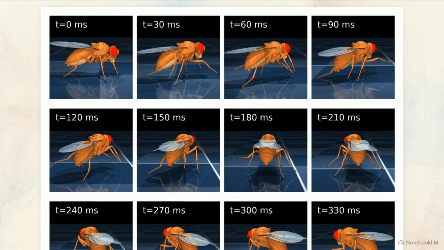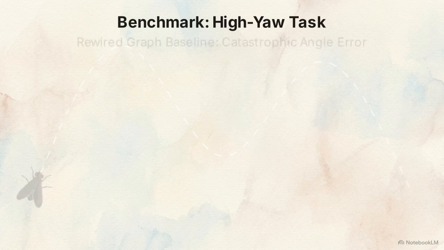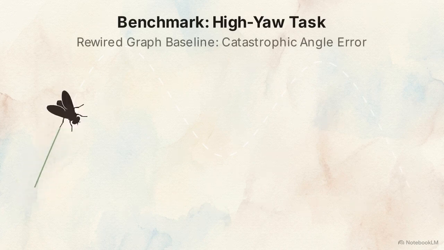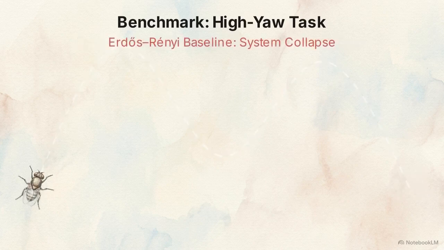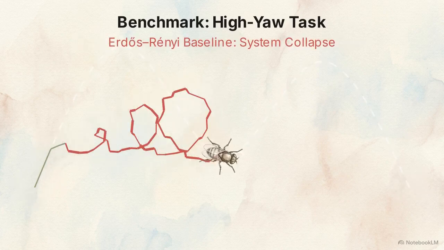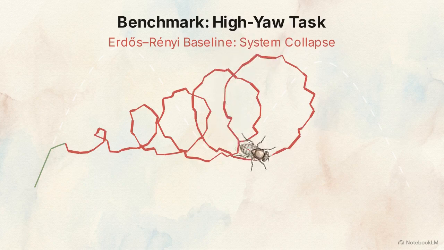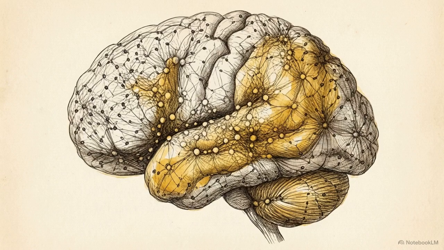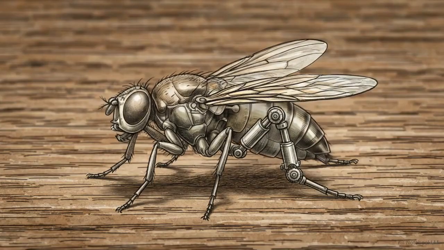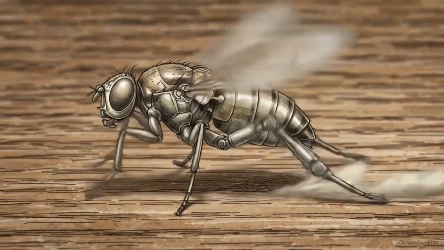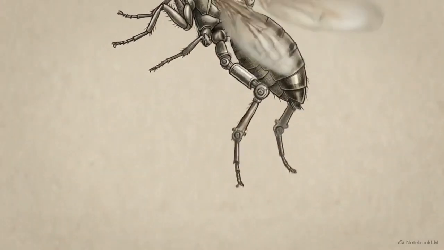When subjected to this task, the non-biological baselines fail. While rewired graphs can maintain basic positional tracking, they suffer catastrophic angle errors and lose orientation stability during high-speed maneuvers. The completely random Erdos-Renyi graphs collapse entirely under the requirements of complex orientation control. A brain's wiring diagram is an optimized, evolved structural prior. Embedding it into reinforcement learning bypasses task-specific tuning, proving static anatomy serves directly as a highly efficient algorithm for embodied control.